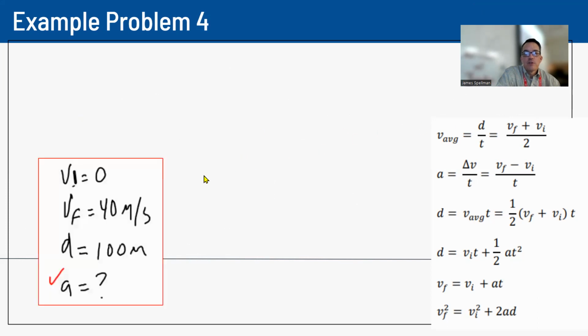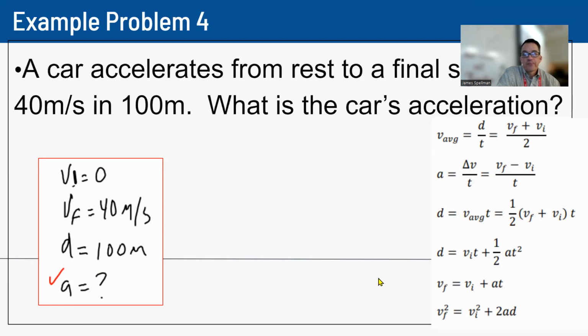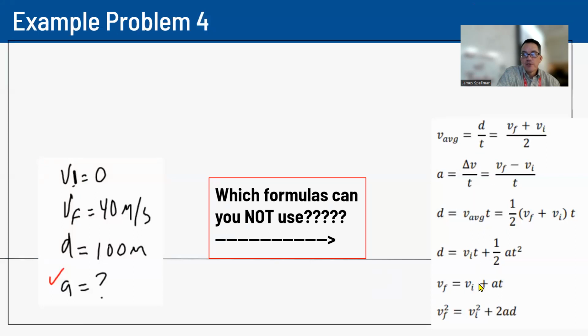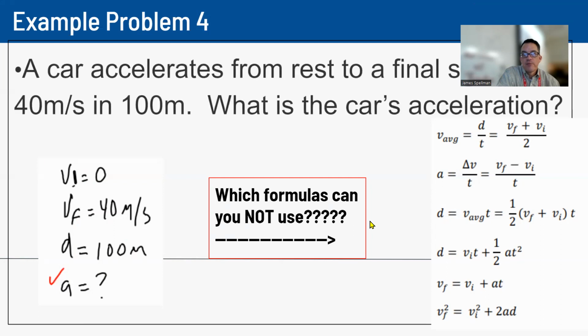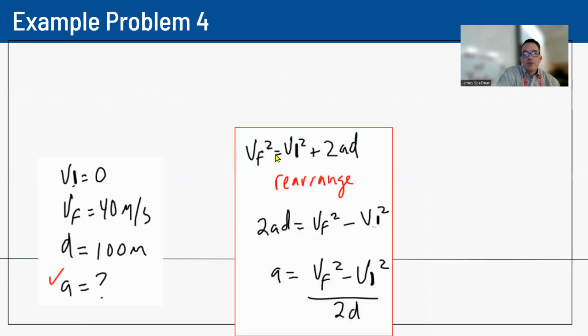We don't know the acceleration. So we know these things. We know VI, VF, D, and we don't know A. So if we come over here, we can't use any formula that has time in it because we don't know the time. That eliminates the first one, the second one, the third one, the fourth one, and the fifth one. The only formula that doesn't involve time is the one at the bottom. So we can't use any of these first 5 because we don't have a time, or we're not even trying to solve for time. So I use that last formula, which is final velocity squared equals initial velocity squared plus 2AD.